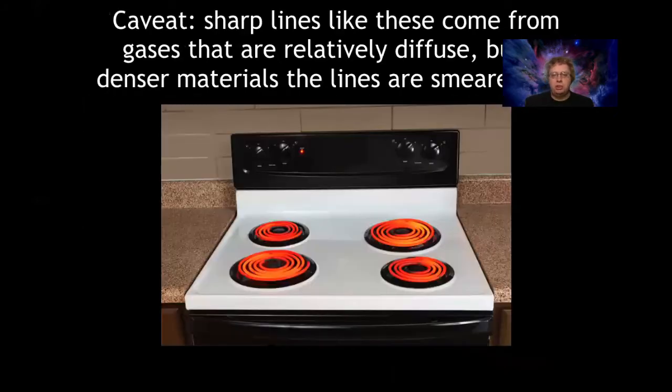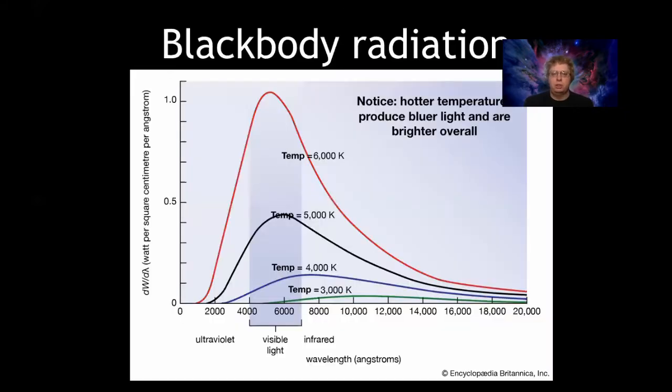The other thing that I want you to recall from the last lecture is that even though you can get these sharp lines from diffuse gases that have electricity going through them, when denser materials emit light, the lines get smeared out into what we call black body curves, with this relatively smooth, skewed bell-like shape of light. Here again on the y-axis, I'm showing the brightness of how much light is being emitted, and on the x-axis, the color of light, or in this case, the wavelength.